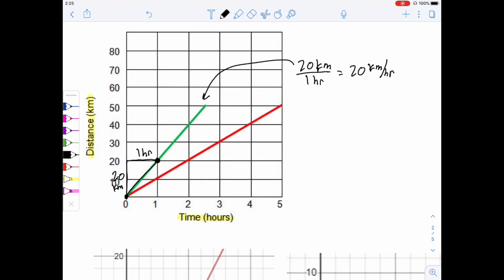That's the first one. Second one, go red, and we're going to go until we hit a corner. It's right there. So we'll go up 10 kilometers, right 1 hour. So this is 10 kilometers over 1 hour, 10 kilometers per hour. That's for that one.